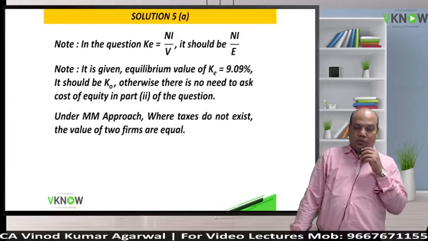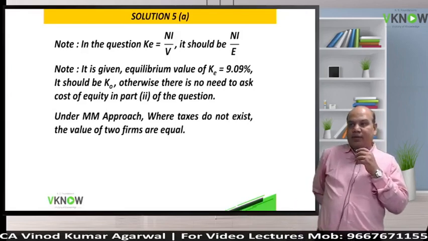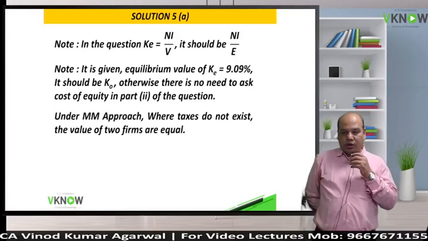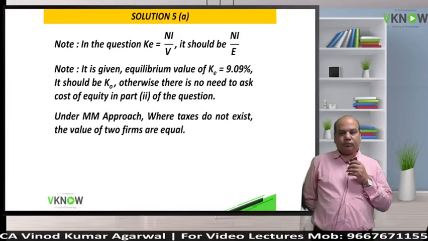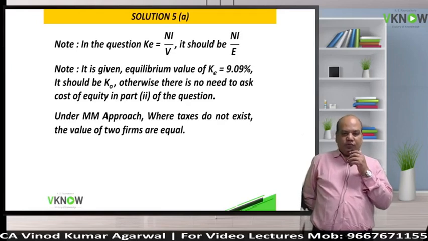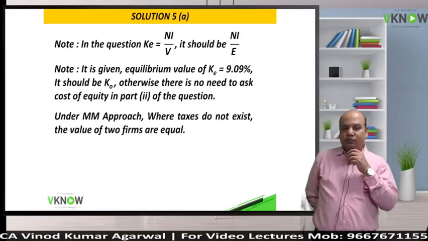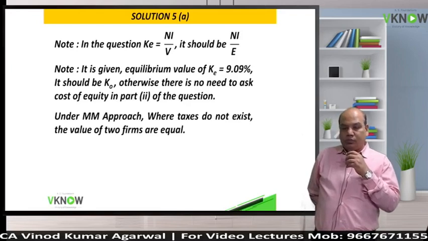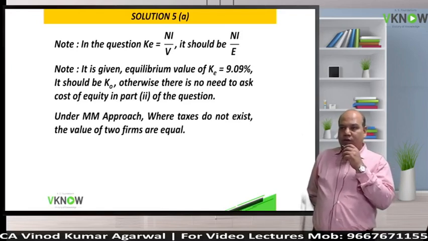Third line, write down. Under M&M approach, write little fast. Where taxes do not exist, the value of the two firms are equal.